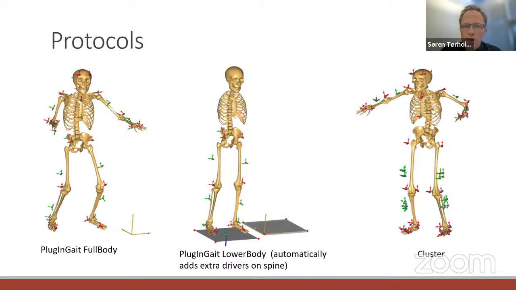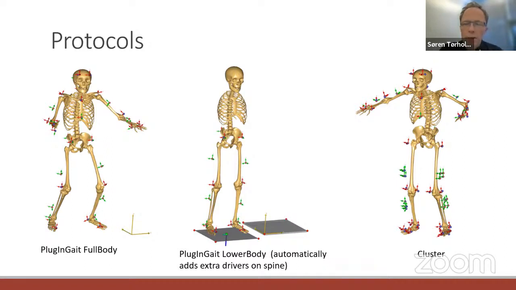And this protocol automatically enables extra drivers on the spine. To do the musculoskeletal simulation, we always need to have the spine there. But of course, for this type of protocol, there is no marker information available for the spine. So we add in there artificial drivers that make the spine follow naturally the pelvic movement. By switching to that protocol, the model will automatically add those drivers, so you don't need to think about it. Then there is the cluster protocol that is shown here to the right.